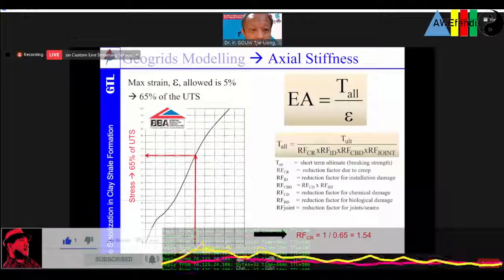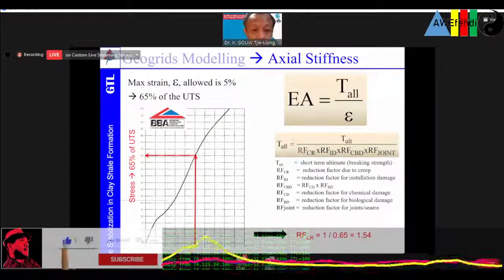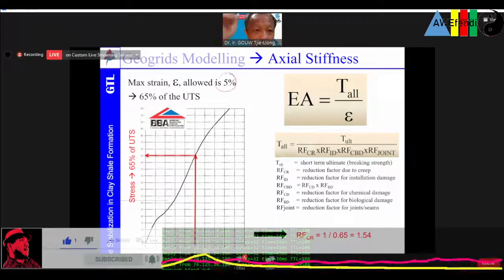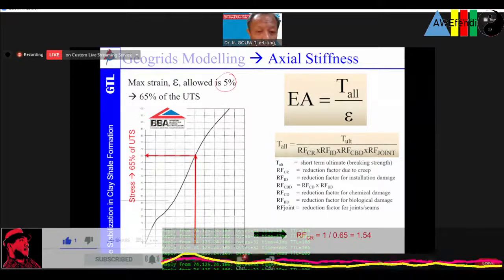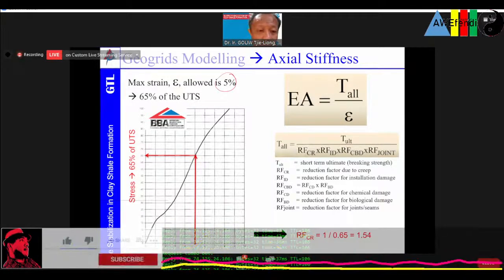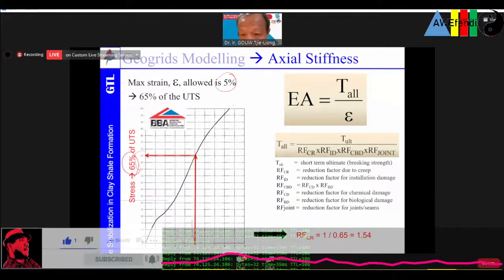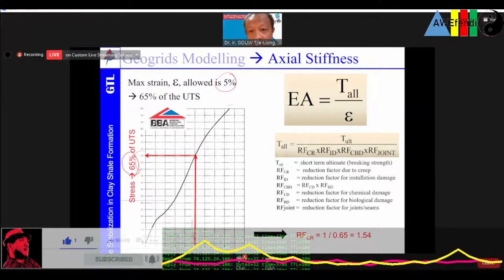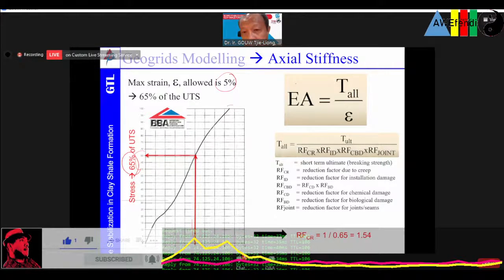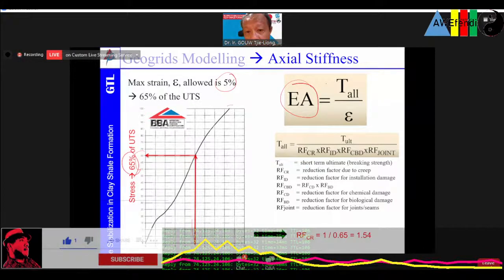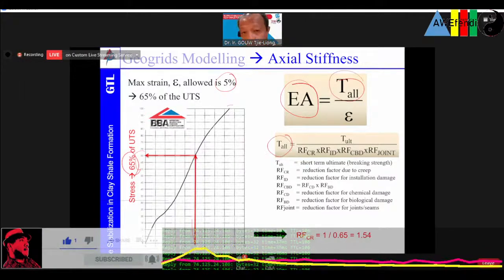So the maximum allowable strain for this project we assume is 5%. When we took a 5% maximum allowable strain, we got it around 65% of the ultimate tensile strength. So how we calculate the allowable strength for the geogrid or geosynthetic is that the ultimate strength is divided by all kinds of reduction factors.